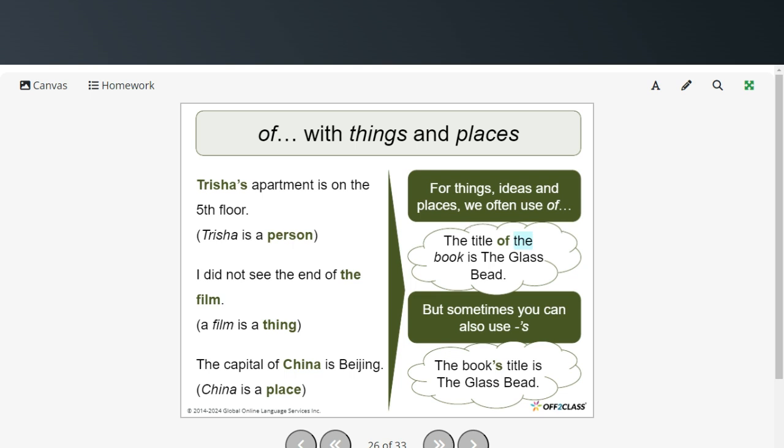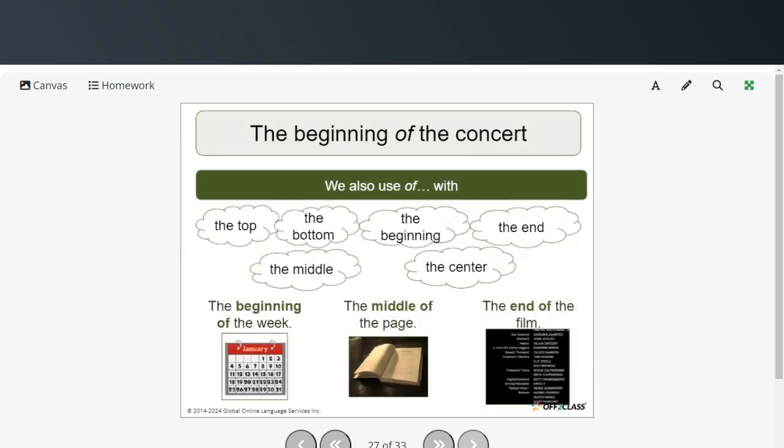I did not see the end of the film. We can use of in this one because a film is a thing. And the capital of China is Beijing. So we can use of China because China is a place. So you can't use the of with a person, but you can with everything else. We can also use of with things like the top, the bottom, the beginning, the end, the middle, the center. So we could say the beginning of the week, the middle of the page, the end of the film.